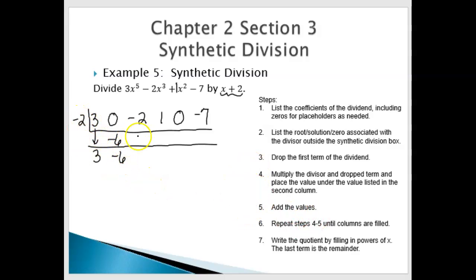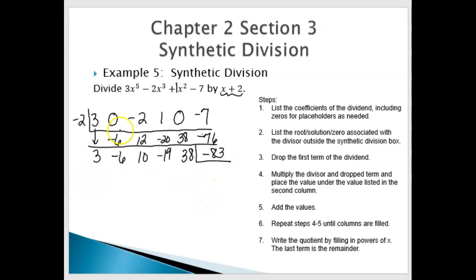So negative 2 times negative 6 is 12. Add, I get 10. Negative 2 times 10 is negative 20. Add, I get negative 19. Negative 2 times negative 19 is 38. Add, and I get 38. And negative 2 times 38 is 76, I believe. So a 76 is going to go here. That's going to be negative. Negative 7 and negative 76 is negative 83. And remember, that's the one that I put the other box around because that is my remainder.